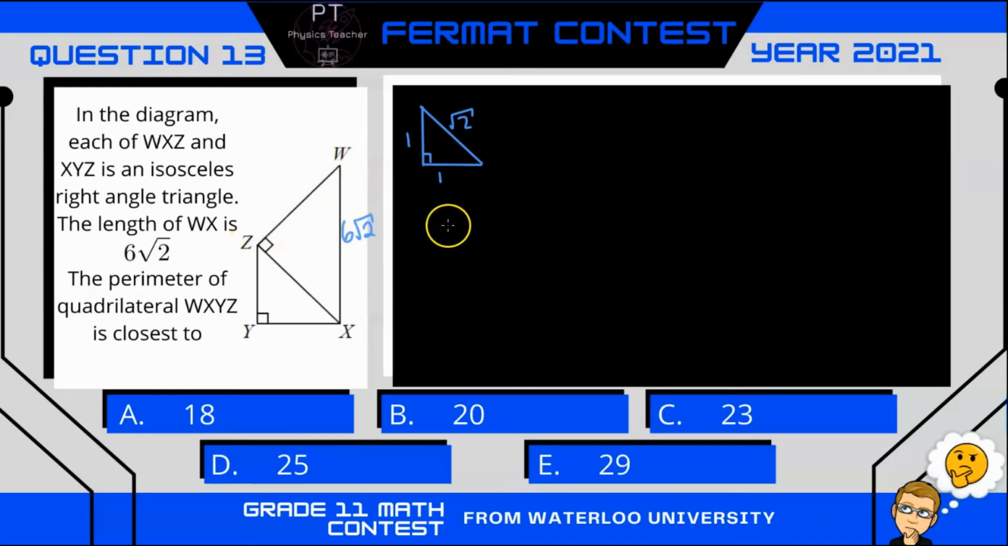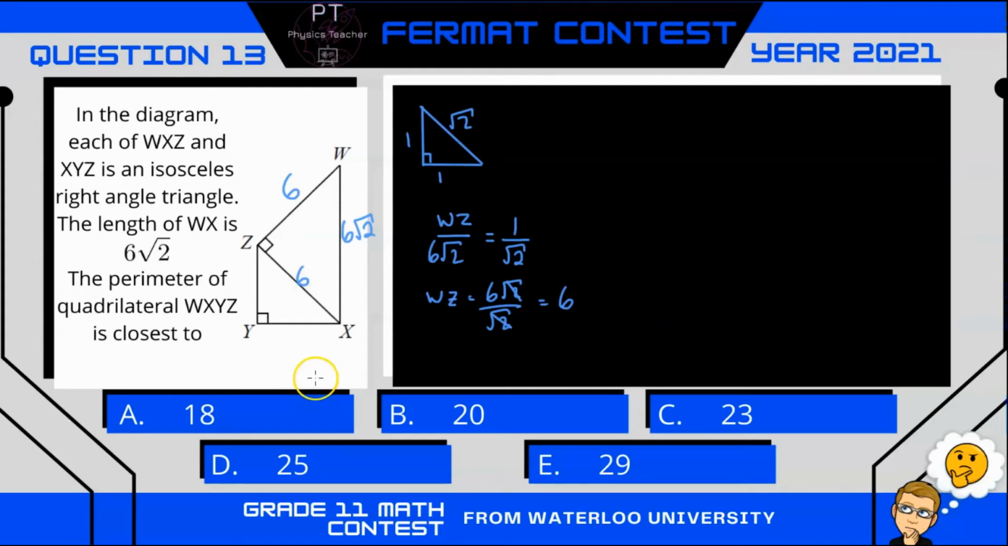If I compare ratios, WZ divided by this hypotenuse, 6 root 2, is going to be equal to this length, 1, divided by its hypotenuse, root 2. Then I can solve for WZ by multiplying both sides by 6 root 2, and we can simplify to get WZ as 6. So this length here is going to be 6. And since this is isosceles, this length is also going to be 6.